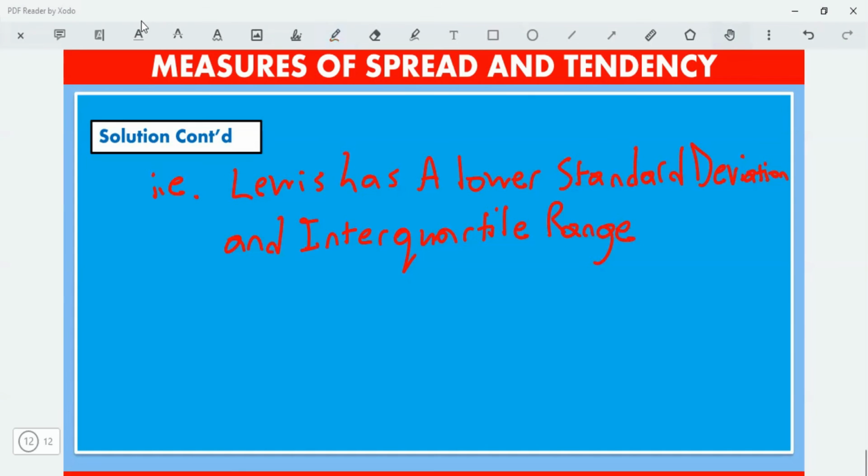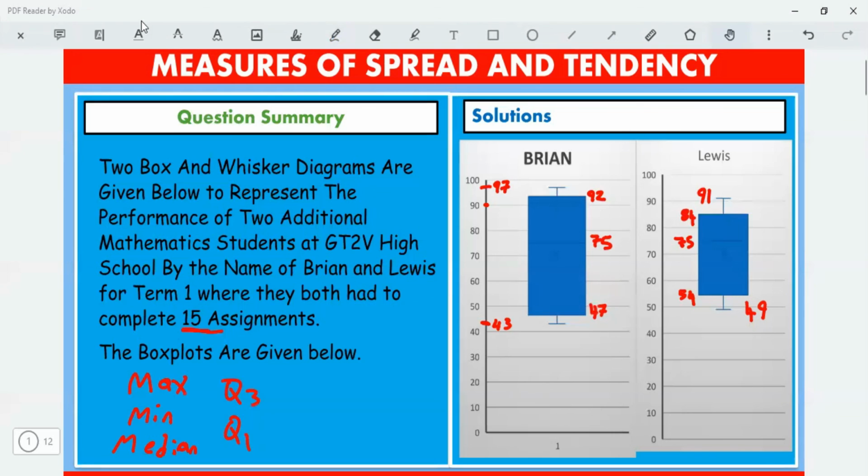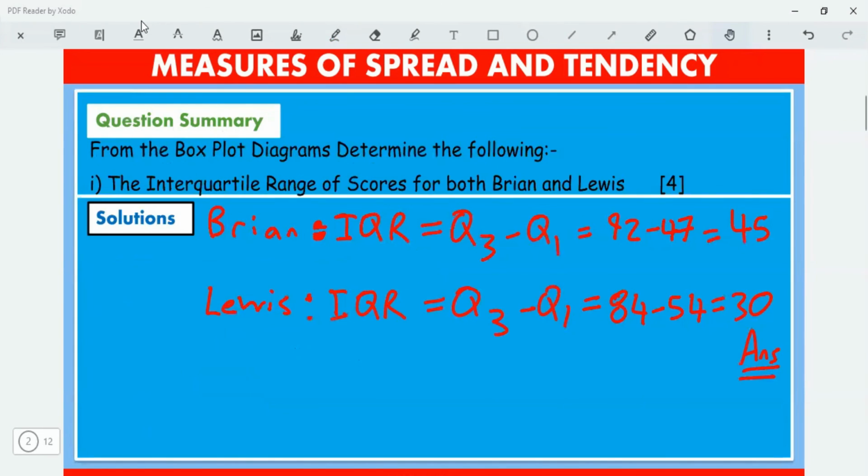All right, so that's it, lovely. I really hope this has aided us to take on more of these box plot questions. Just to summarize what we did, we used a box plot to find out the interquartile range.